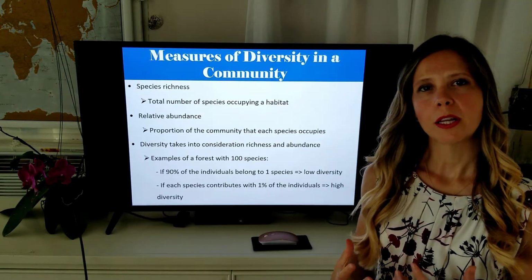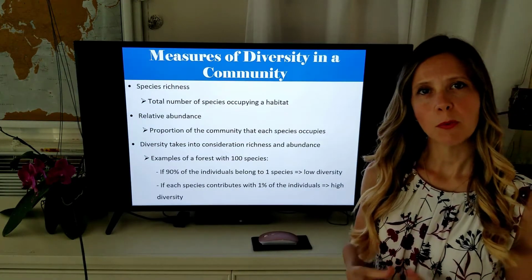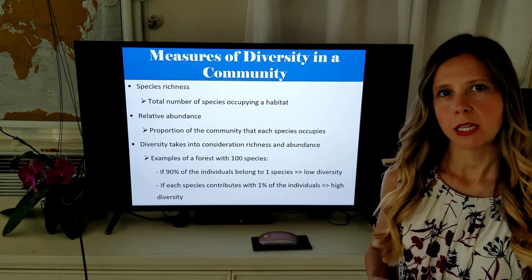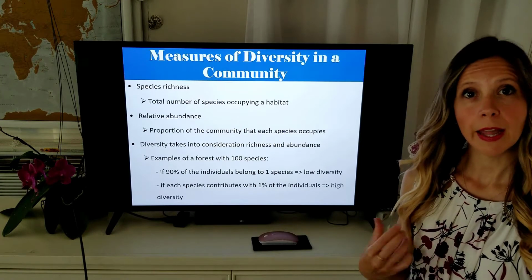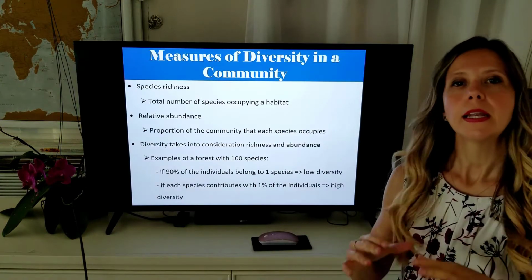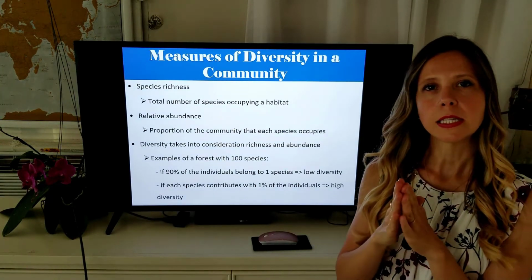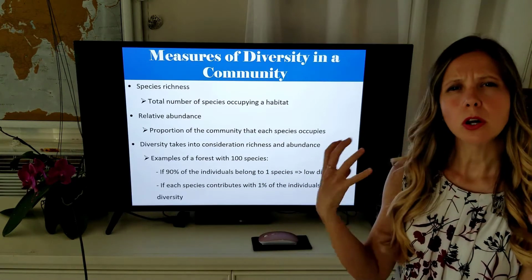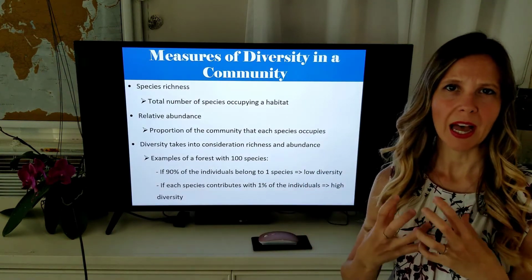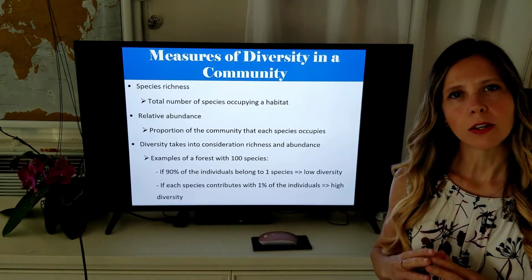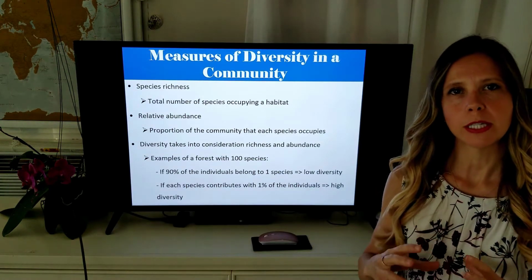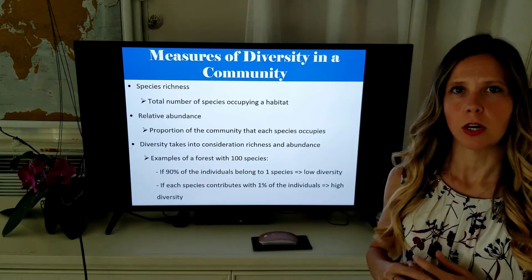When we talk about a community, an important factor that we want to consider is diversity. And diversity is made up of two components, species richness and species abundance. Now, species richness is a number that looks at what is the total number of species that we have living in this community. Our relative abundance is looking at the proportion of the community that each species is going to occupy.